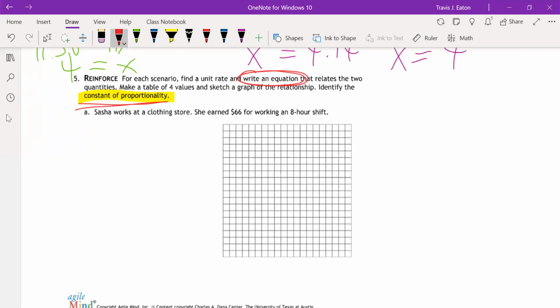Okay, so you can see she earns $66 for 8 hours of work. So we are comparing the amount of money to the number of hours that she works. Okay, so that's $66 divided by 8 hours. So 66 divided by 8 will give us our constant of proportionality.